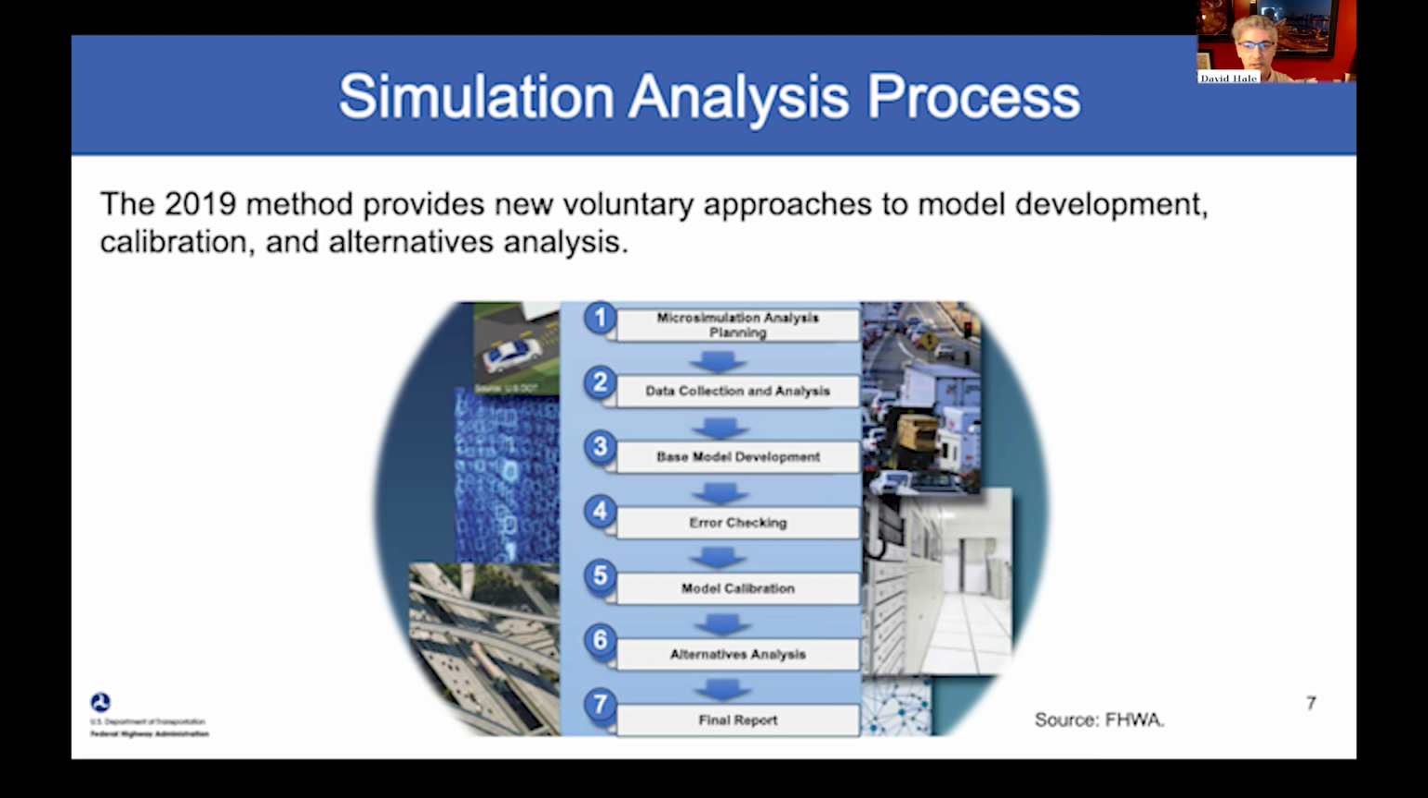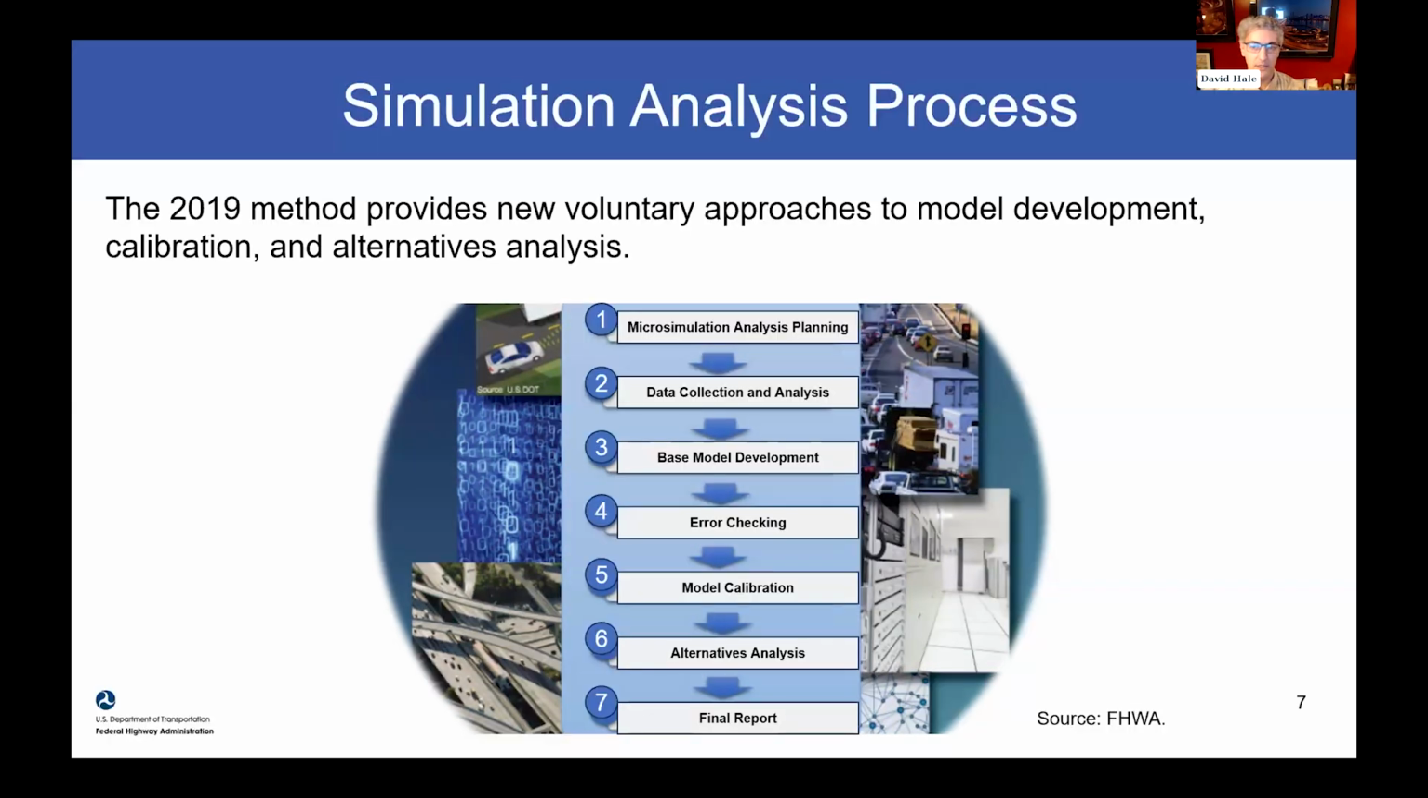All right. So this slide here shows the 7-step microsimulation analysis process that was originally published in 2004 before being updated in 2019. And so although the slide implies that the biggest changes in the 2019 method pertain to model development, calibration, and alternatives analysis, the step 2 data collection and analysis step also features significant changes because that's where cluster analysis now occurs. And so now, Matt, I think we can advance to slide number 8.